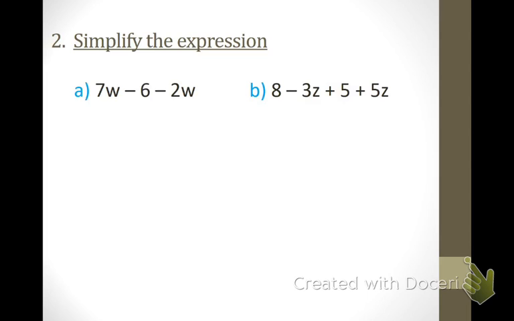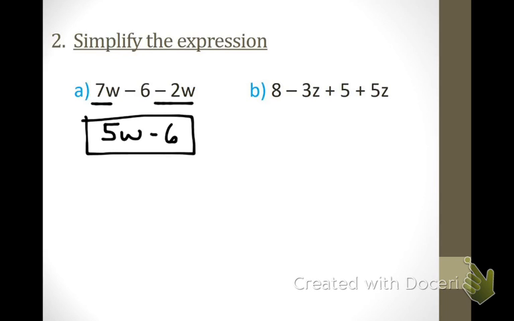Number 2, simplify the expression. So the instructions have asked us to simplify. Does that mean to solve the equation? No, it's asking me to make it more simple, to simplify it. So first, let's figure out like terms. Do you see any like terms on problem A? 7w and negative 2w. Okay, so let's combine those like terms. What is 7w minus 2w? 5w. Is there anything to combine with the negative 6? No, so we just bring it down, and you have now simplified our problem.